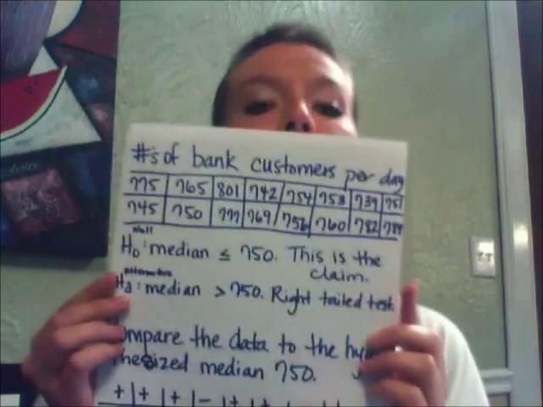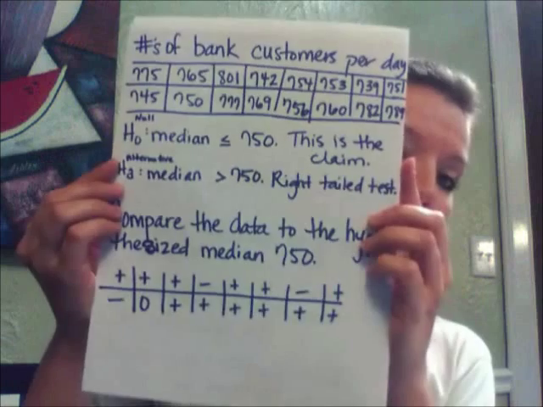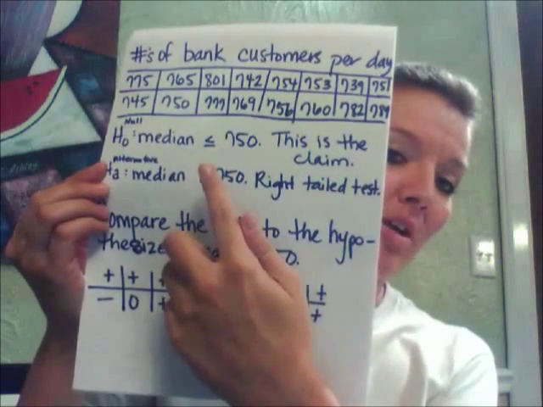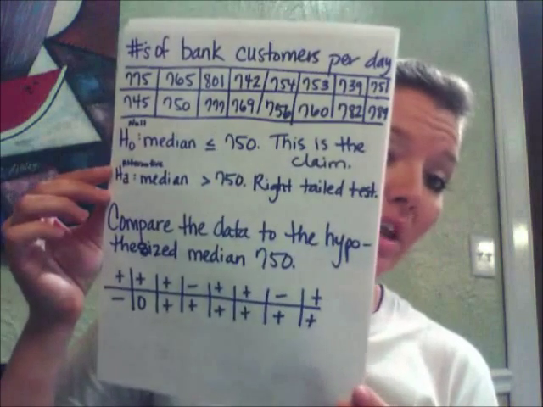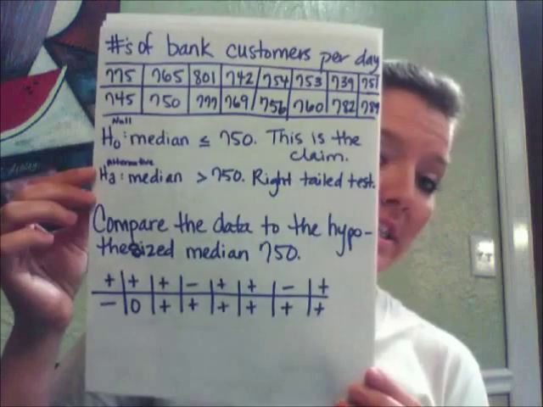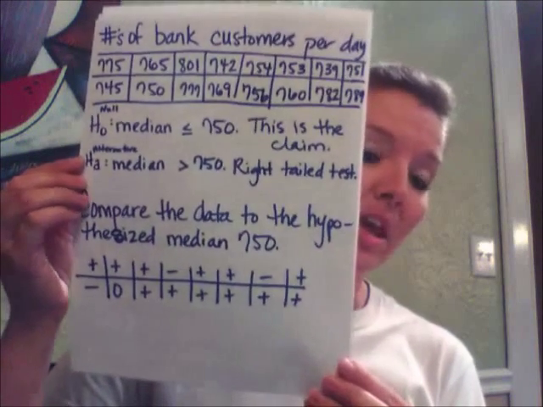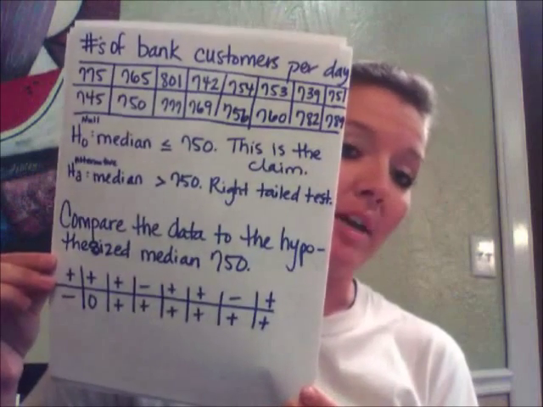Here's the list of the numbers of bank customers per day. The null hypothesis is median is less than or equal to 750, and this is our claim for the problem. The alternative hypothesis is the median is greater than 750. Down here is the chart for the numbers listed above.